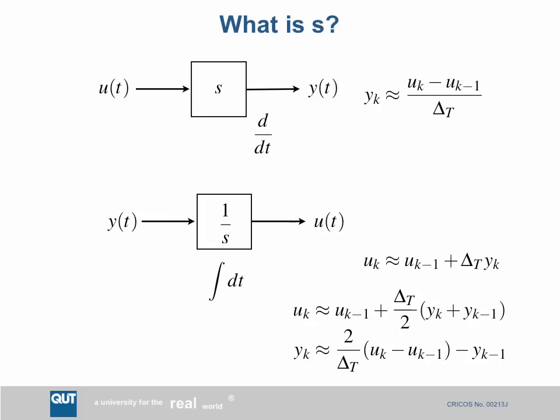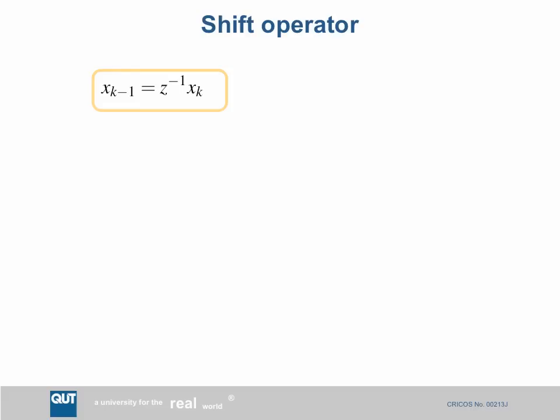Now, in order to make things a little bit tidier, we're going to drop the subscript notation and we're going to introduce an operator. And the operator is z to the minus 1. And what that does is it delays a signal. So if I have a signal x_k, if I multiply it by z to the minus 1, it's been delayed. So now it is the previous value of x_k, x_{k-1}. Sounds a little bit complicated, but let's try and put that into context.